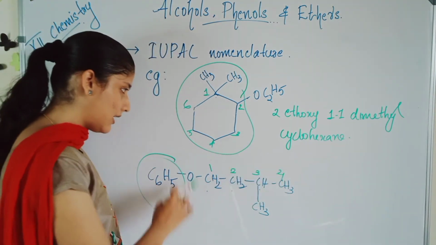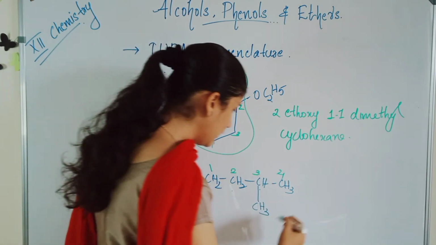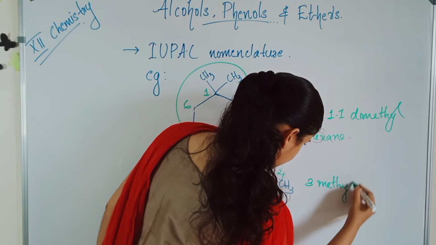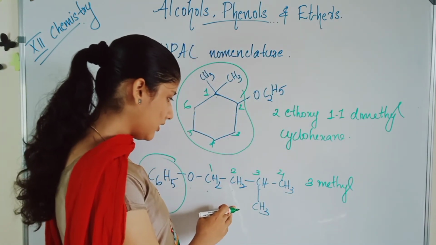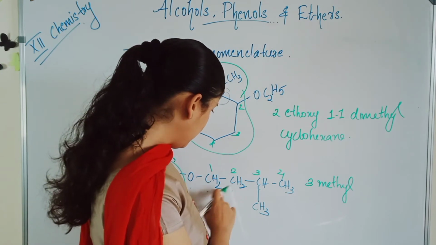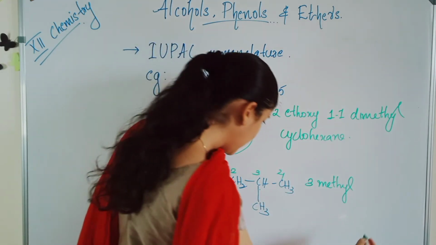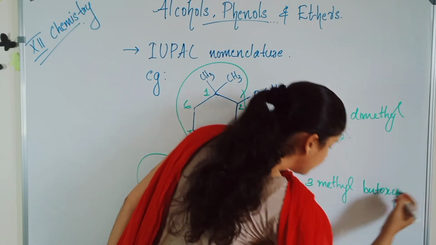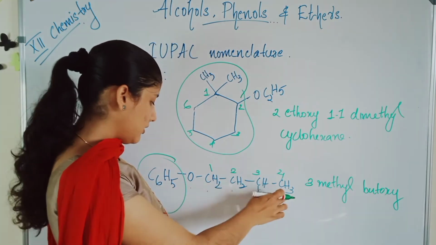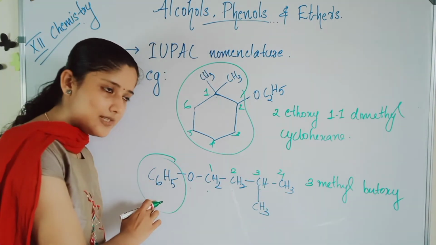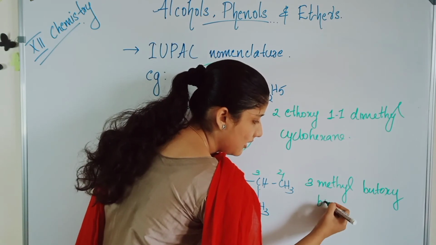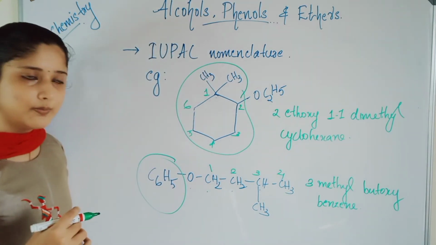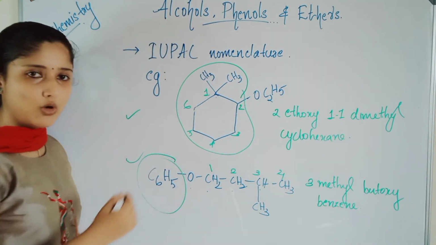First we should name this, right? So 3 methyl, then what? Butane, right? 3 methyl butoxy. 3 methyl butoxy benzene. Understood? This is how we will name these two compounds.